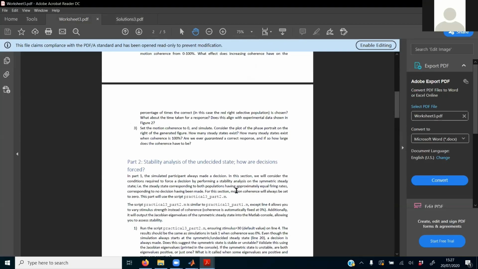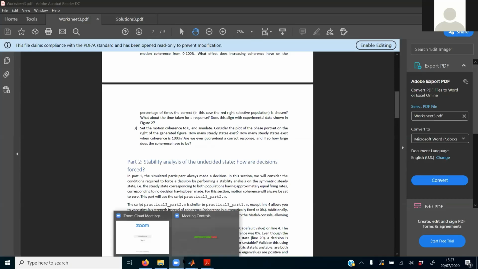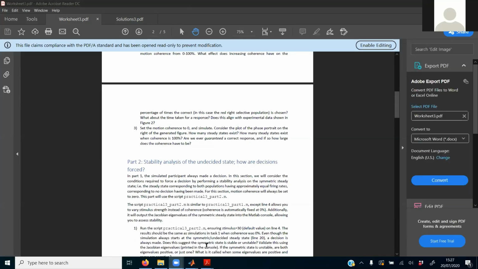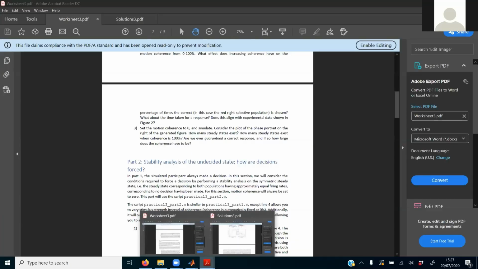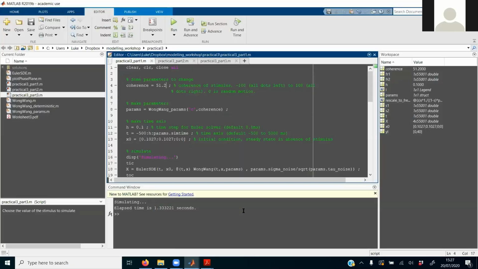Did we find whether we were ever guaranteed a correct response? Can anyone guess, are we ever guaranteed a correct response? How do we interpret that? And how large did the coherence have to be for a correct response? Essentially, we're guaranteed a correct response if there's only 1 steady state. We saw for 100%, there was 1 steady state. We saw for 51.2, there was still 3.